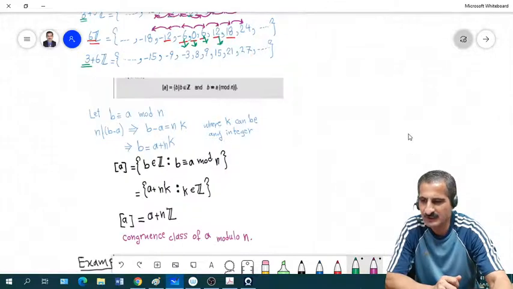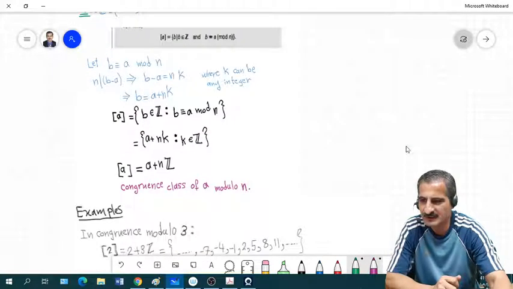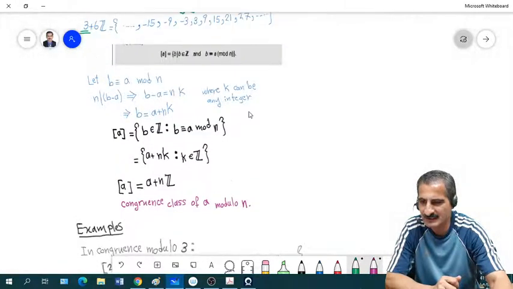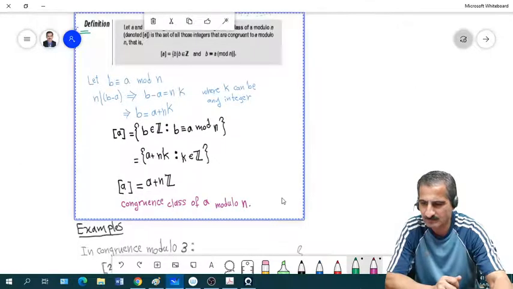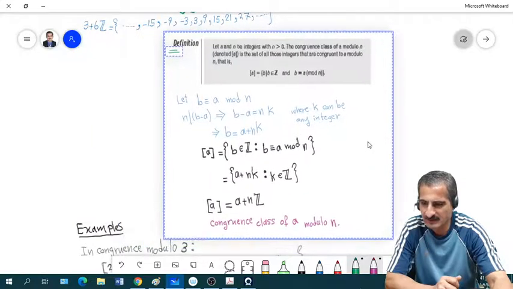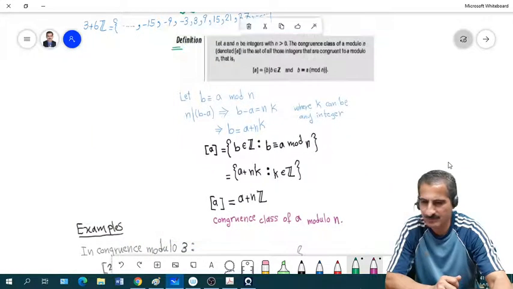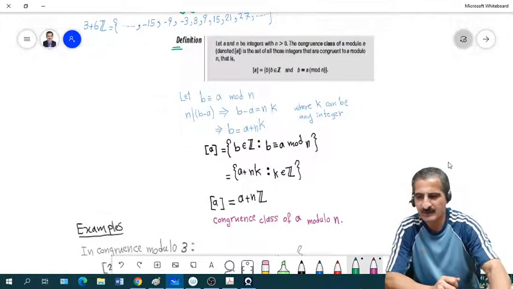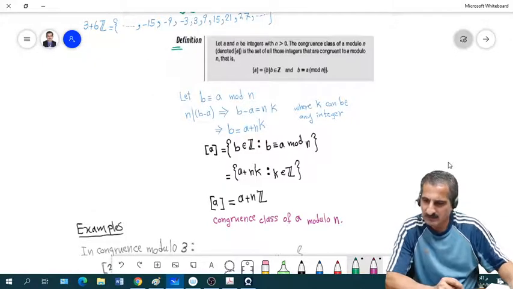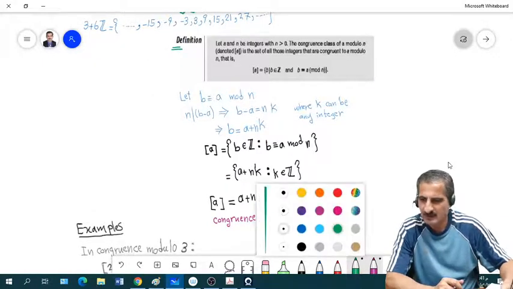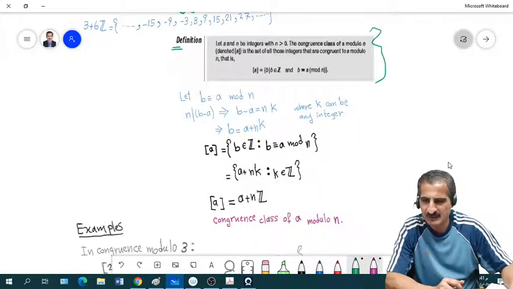Why do we need it? How is this related to equivalence classes? It is related in the following way. I will explain what this definition means.